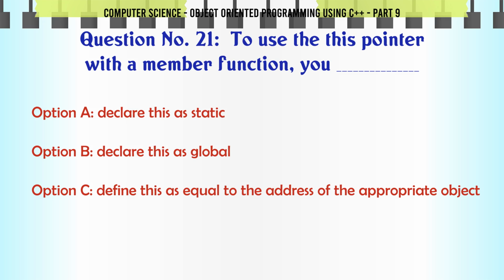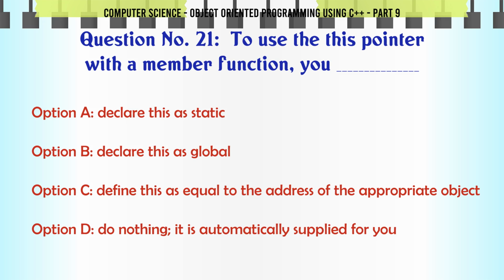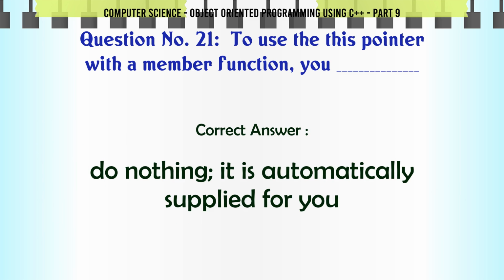To use the this pointer with a member function, you A. declare this as static, B. declare this as global, C. define this as equal to the address of the appropriate object, D. do nothing, it is automatically supplied for you. The correct answer is do nothing, it is automatically supplied for you.